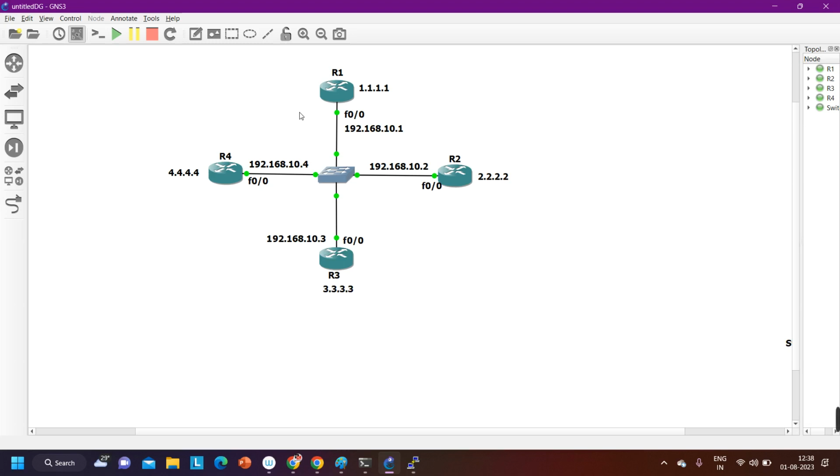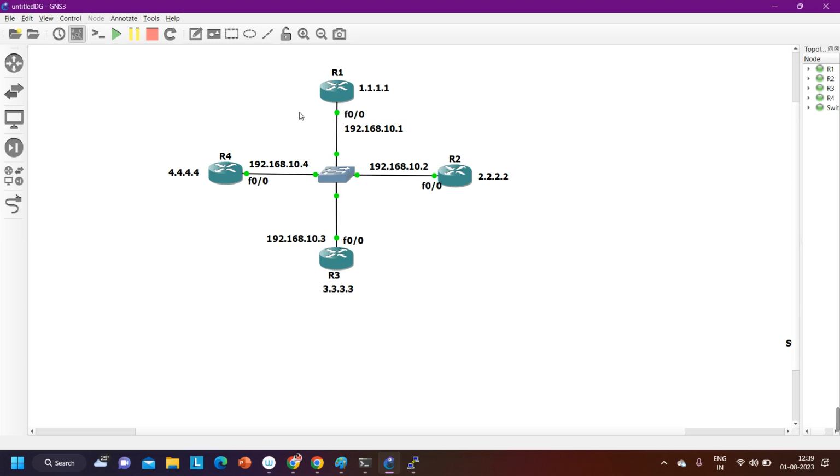One second, guys. If you are learning these things for the first time, then you should read a book as well, right? You should read articles on Google about OSPF.